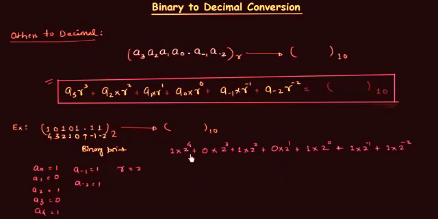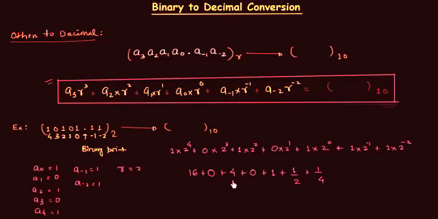2 raised to power 4 is 16 and when 16 is multiplied by 1 we will have 16. 2 raised to power 3 is 8 and when 8 is multiplied by 0 we will have 0. 2 raised to power 2 is 4 multiplied by 1 is 4. 2 raised to power 1 is 2 multiplied by 0 is 0. 2 raised to power 0 is 1. 1 multiplied by 1 is 1. And 1 multiplied by 2 raised to power minus 1, we can definitely write 1 by 2 raised to power 1 plus 1 by 2 raised to power 2. We can simplify this and we will have 2 raised to power 1 and 2 raised to power 2 as 2 and 4.